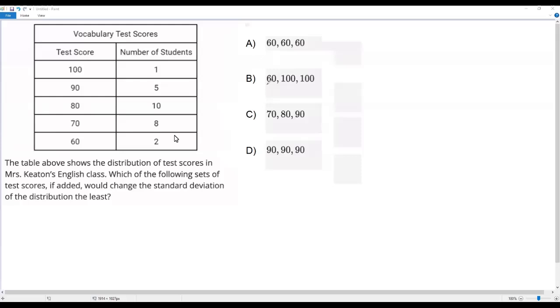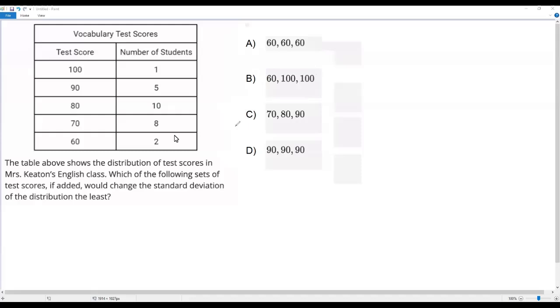If I go to option B, there are 3 test scores: 60, 100, 100. This 60 will be included in this category, and the 2 100s will be included in these 2 categories. Again, we have more values far from the arithmetic mean 80. So the set of values in option B also will increase the value of the standard deviation.